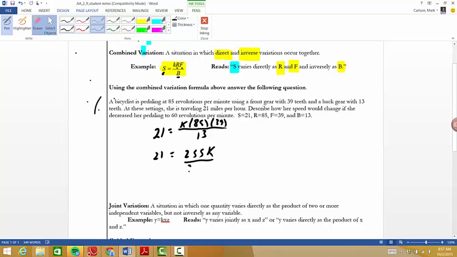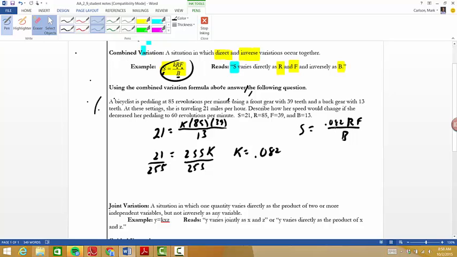And then I can divide both sides by 255, and I can get my value for K. So if I take 21 divided by 255, that gives me about 0.082. Okay, so now that we've found K, we're going to plug that back into our original equation. So I'm going to say S is equal to 0.082 times RF divided by B.